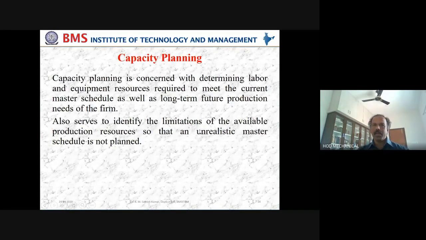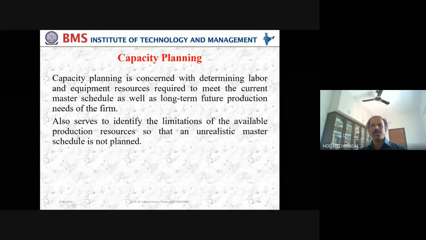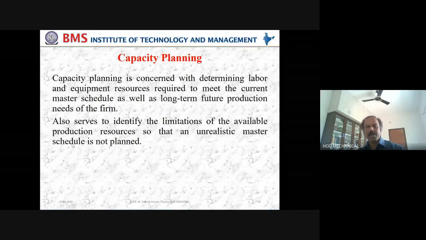So capacity planning is the entity concerned with determining labor and equipment resources required to meet the current master schedule as well as long-term future production needs of the firm. It also serves to identify the limitations of the available production resources so that an unrealistic master schedule is not planned. Basically, capacity planning looks at what is the labor requirement and what is the equipment requirement.